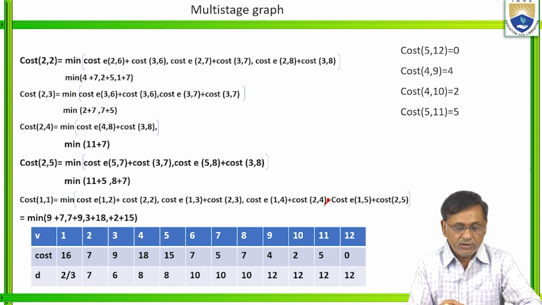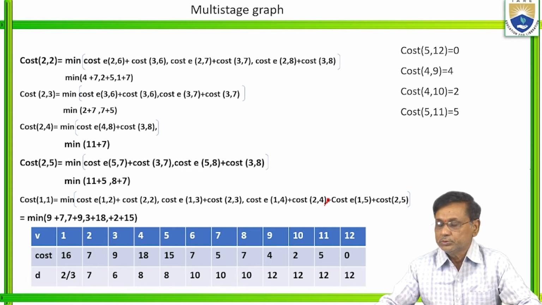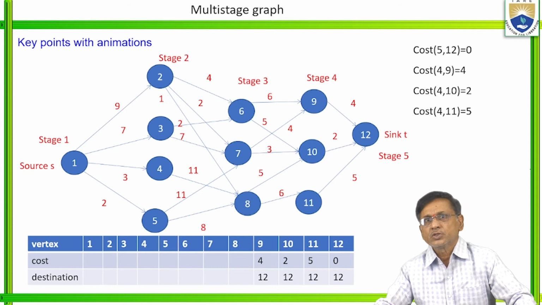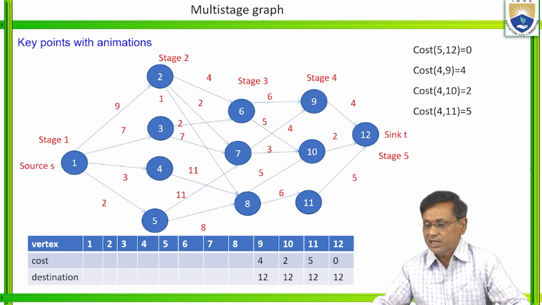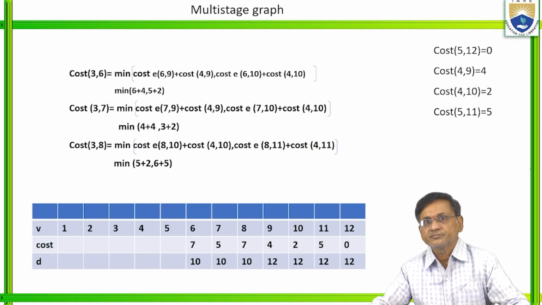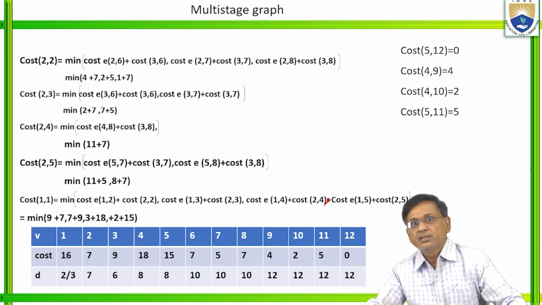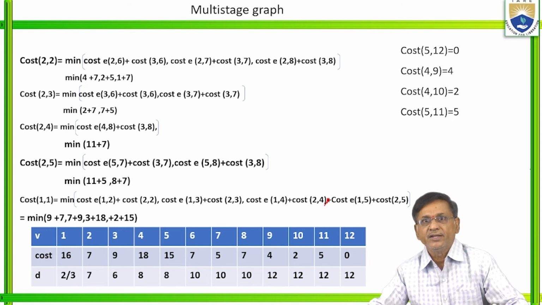In the first case, what is the cost corresponding to 1 to 2? Now, see the diagram. So, 1 to 2, the cost is 9. And the cost of an edge from 1 to 3 is 7, 1 to 4 is 3, 1 to 5 is 2. We have to consider these costs. Now, you see, the cost corresponding to 1 to 2 is 9, 1 to 3 is 7, 1 to 4 is 3, 1 to 5 is 2.